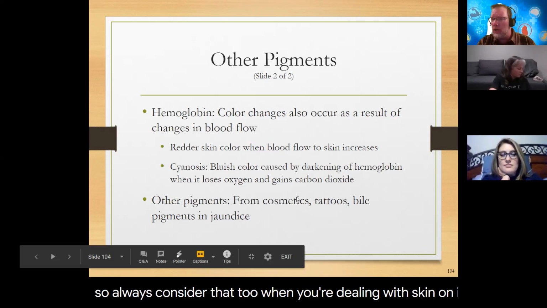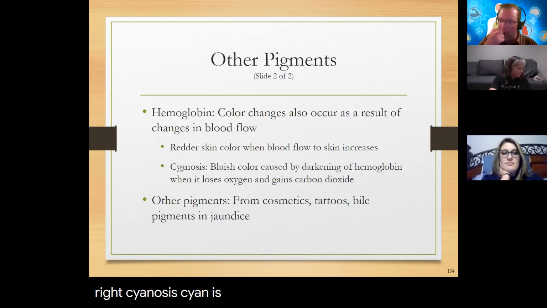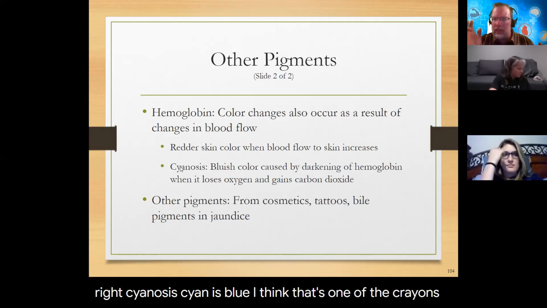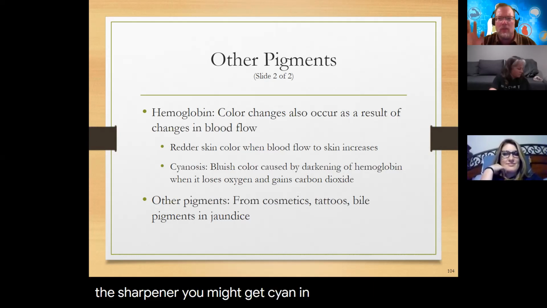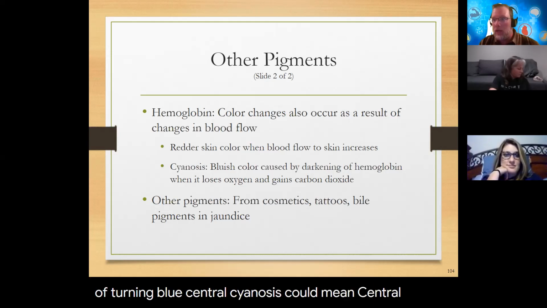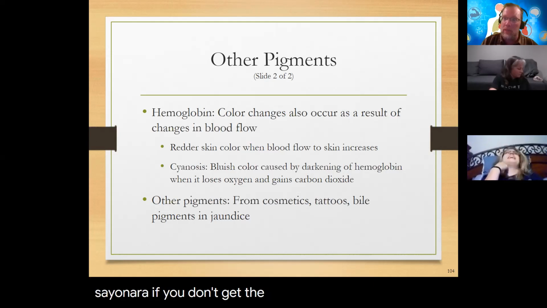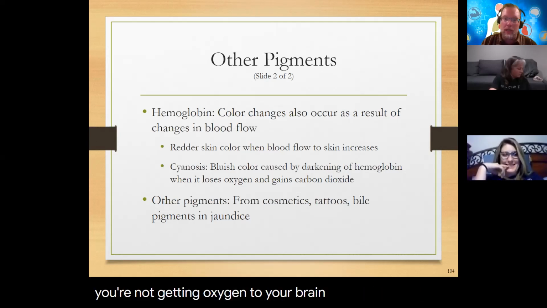A big one, right? Jaundice. Oh wait, cyanosis. Cyan is blue. I think that's one of the crayons in the big box, like the 164 box with the sharpener. You might get cyan in there. It just means blue. Osis means condition of. So cyanosis, condition of turning blue. Central cyanosis could mean central sayonara if you don't get the Heimlich or you don't get help, because that means you're probably choking and you're not getting oxygen to your brain or anywhere else you need it.